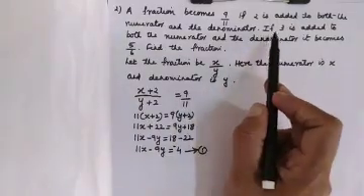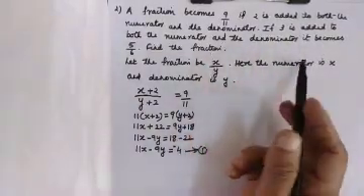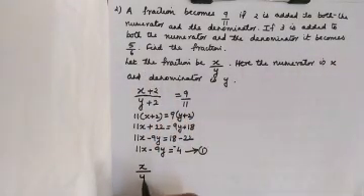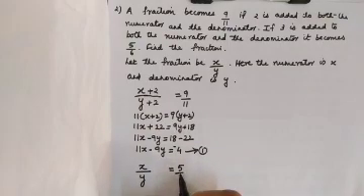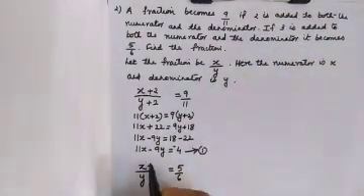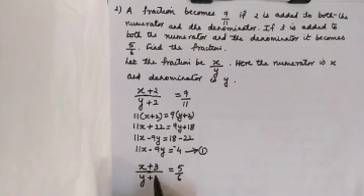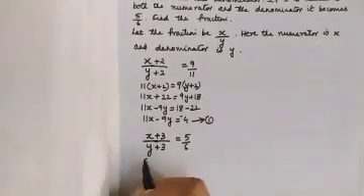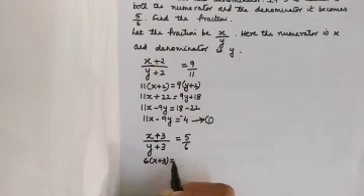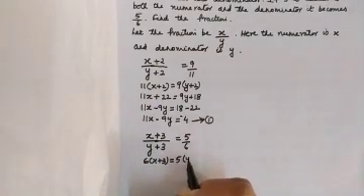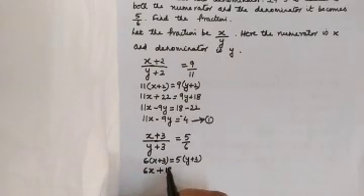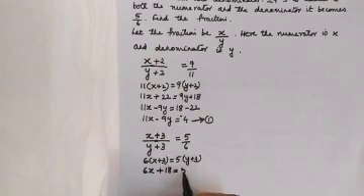Now see the second condition. If 3 is added to both the numerator and denominator, it becomes 5 by 6. So the fraction is x by y. It becomes 5 by 6 if 3 is added to both numerator and denominator. Now here again you will cross multiply it. That is 6 into x plus 3 equal to 5 into y plus 3. 6 into x, 6x plus 6 3s are 18 equal to 5 into y, 5y plus 5 3s are 15.